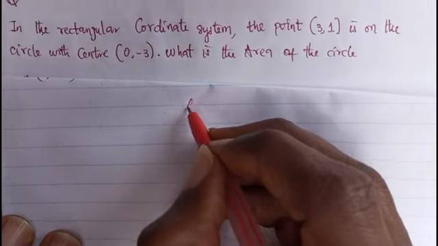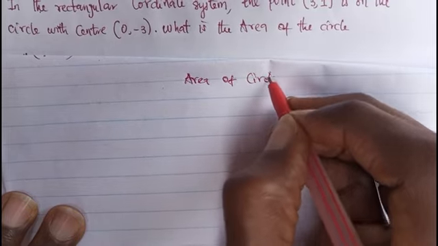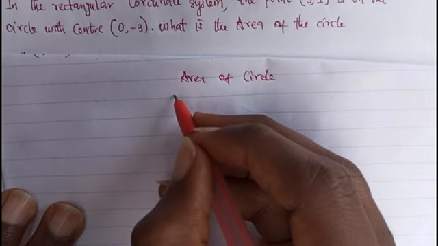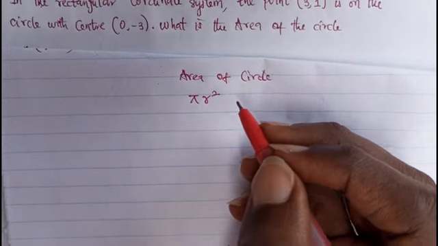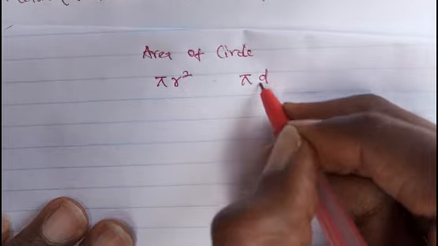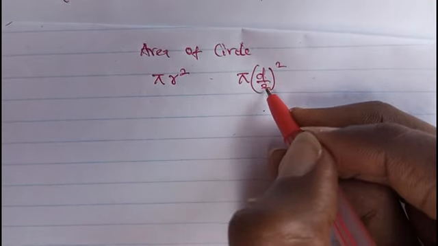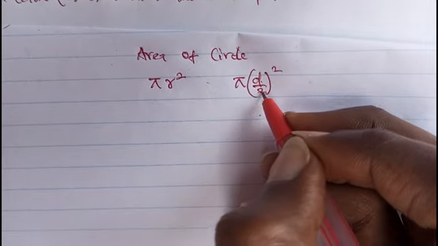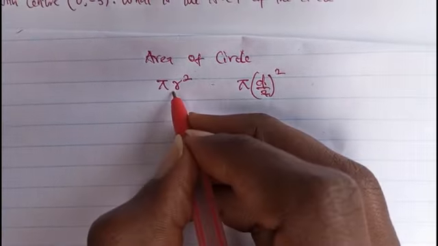Now, we are interested in finding the area of a circle. The formula to find the area of a circle is simply pi r squared. Or you can say it's the same as pi times d over 2, squared, because d over 2 is the same thing as your radius. Dividing the diameter into 2, you get the radius.